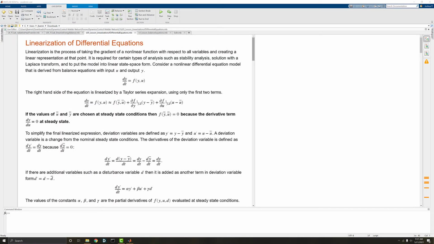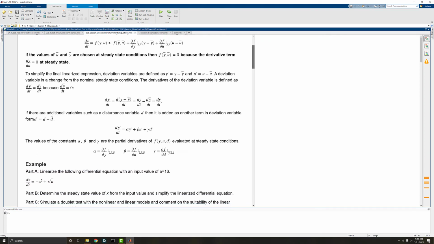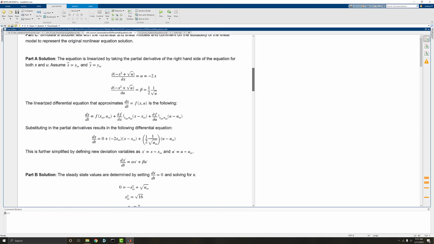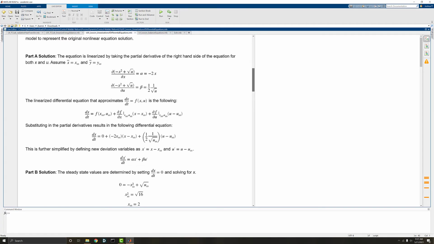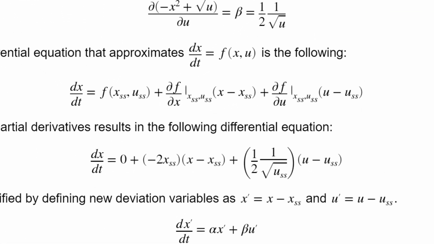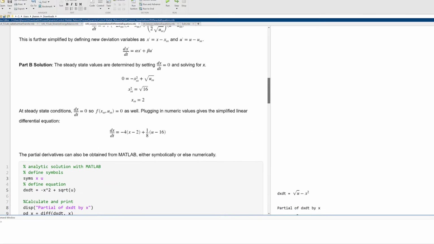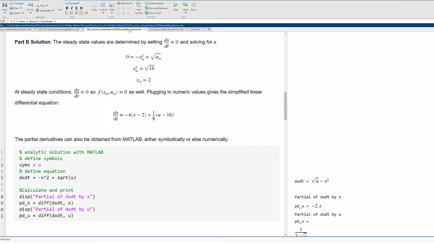Alright, here we have our MATLAB worksheet for this lesson. We'll come ahead and we'll go down to the example. This is our solution for part A. Note that in this solution we already plugged in that f steady state and u steady state should equal 0. We'll move on to part B.